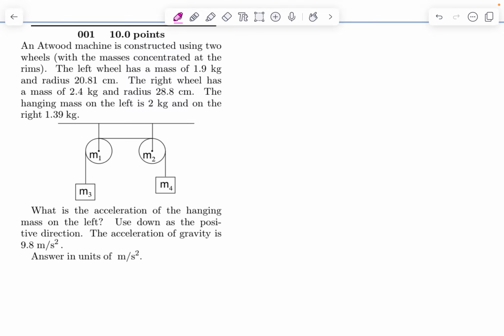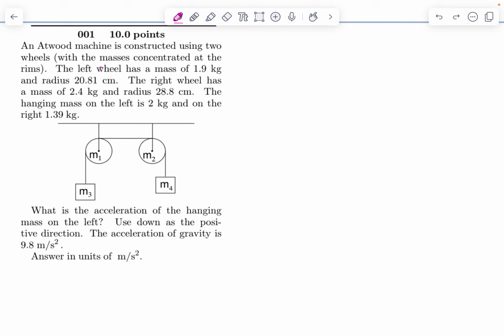So here we go. Number one. It's an Atwood machine. It's like the pulleys we've done in the past, where you draw your free body diagram for each object, write your net force equation, and then solve for what you have to solve for. But this one's a little different, because in the past I've told you that pulleys are massless. Now the pulleys have mass, and we have to account for the rotational inertia of the pulley, because the pulley is harder to turn, so it will accelerate slower.